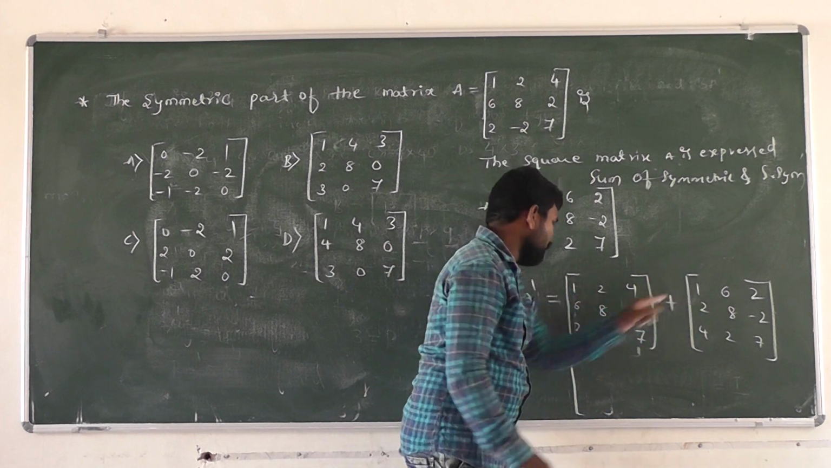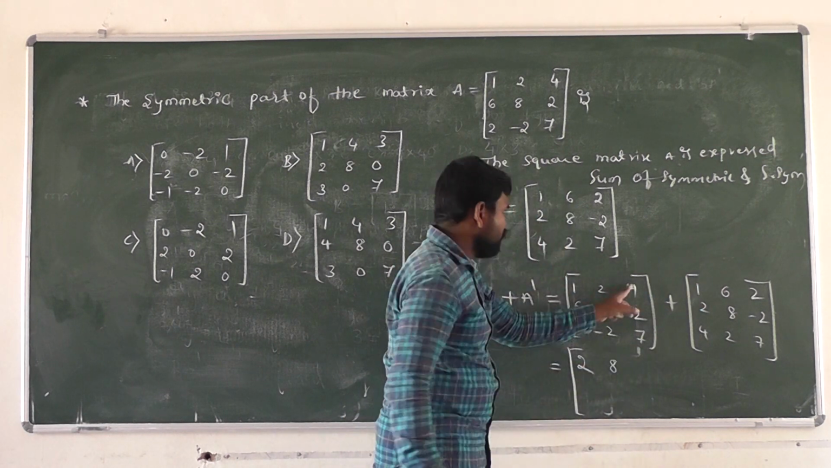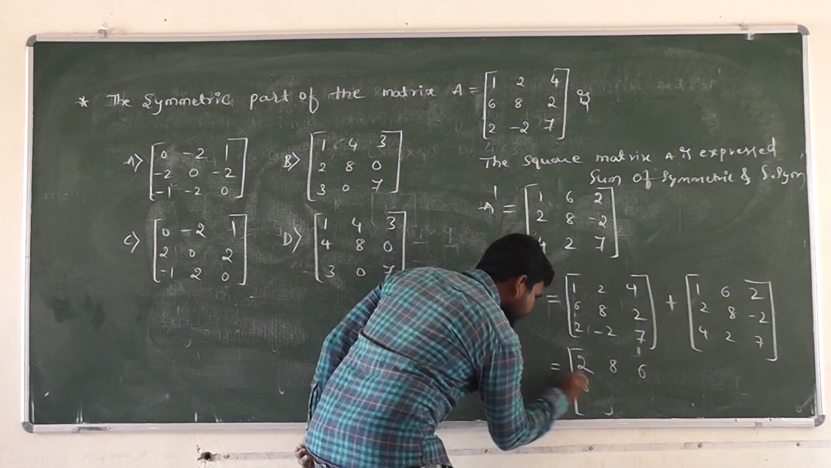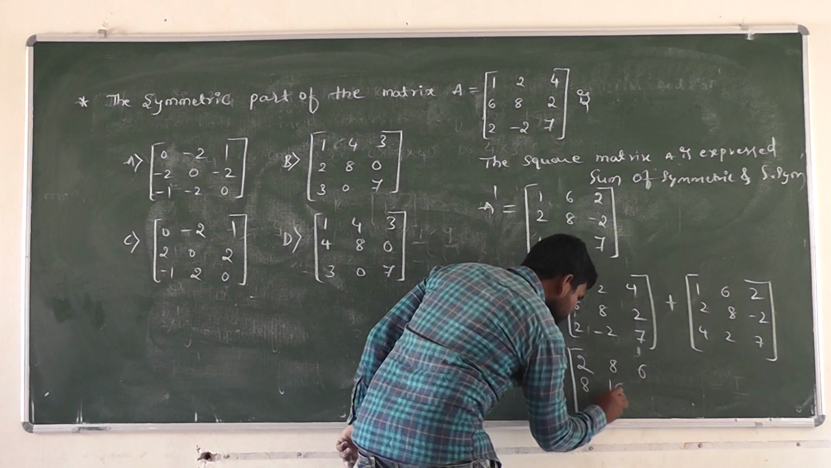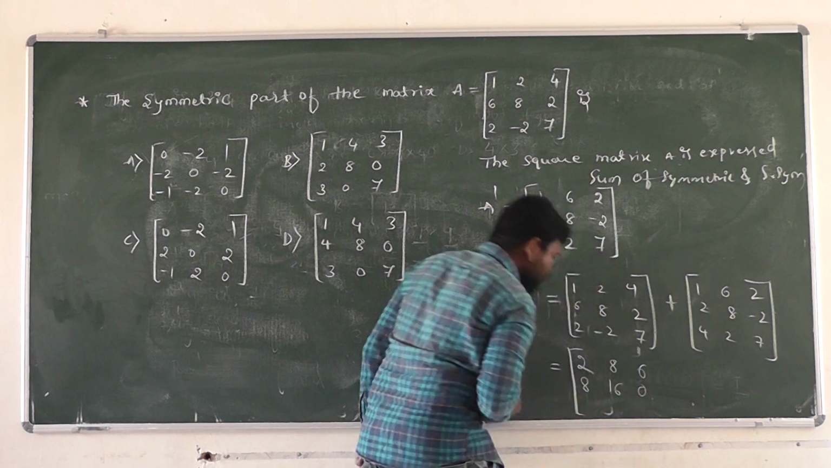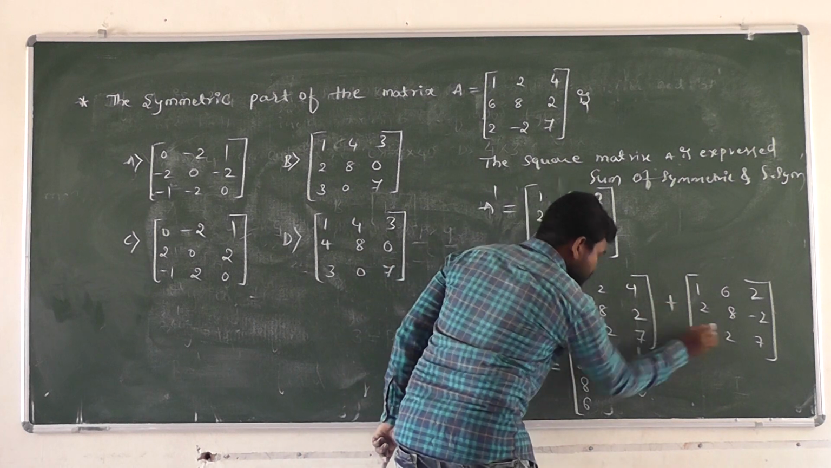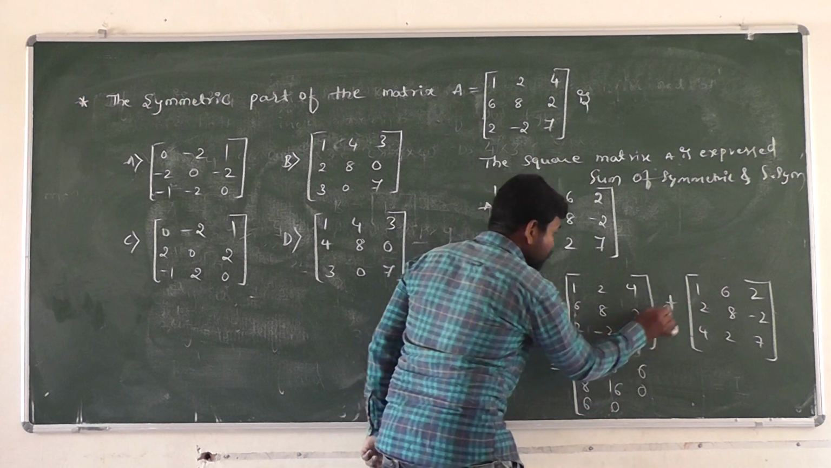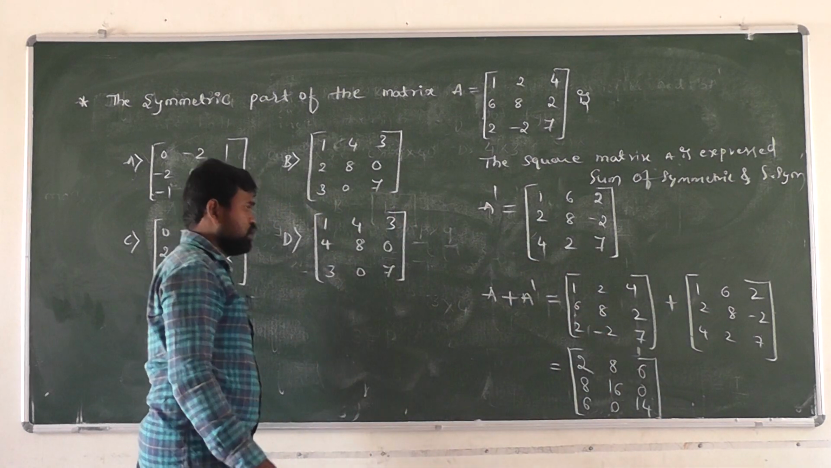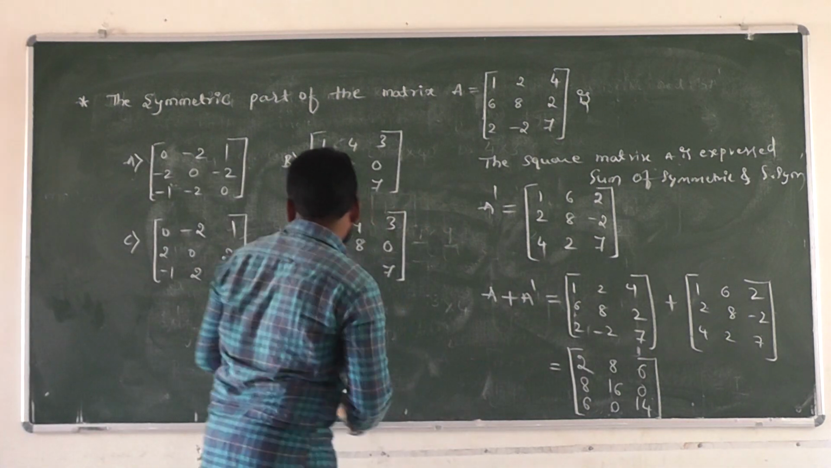Right? 1 plus 1, how much here? 2. Next 2 plus 6, 8. 4 plus 2, 6. Next 6 plus 2, 8. 8 plus 8, 16. 2 plus minus 2, 0. Next 2 plus 4, 6. Minus 2 plus 2, what happens here? 0. Next 7 plus 7, 14. Right? Then we have found A plus A transpose. We have to divide it by 2, every element of the matrix.